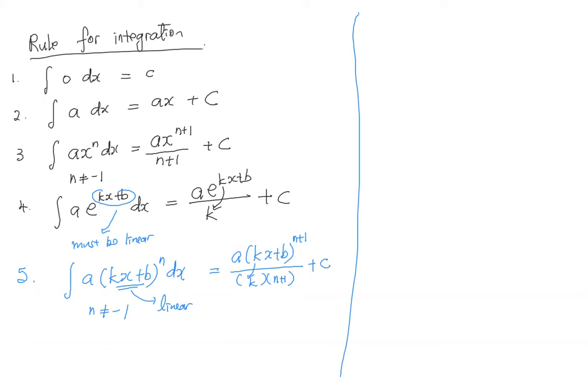Then the last one. And the last one is when you integrate a number divided by another number times x plus another number. So this one, the answer will be ln. Here must be linear also. And here must be power 1. So these are all the basic rules.